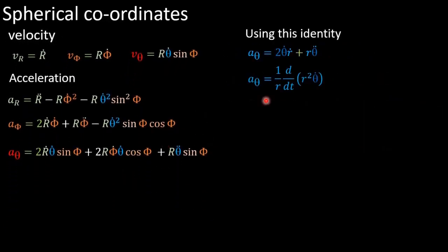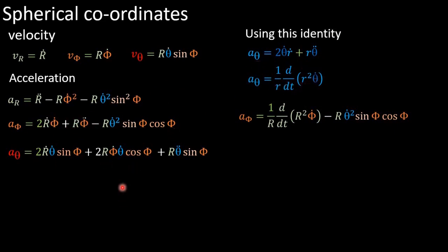If you remember this expression from earlier on, we said a sub theta in polar coordinates can be written like this: a sub theta equals 2 times theta dot times r dot plus r times theta double dot, equals 1 over r times d by dt of r squared times theta dot. So we have something similar here. I just rewrote this term using this identity, because I've got 2 times r dot, phi dot, theta dot there, and this term as well, r, phi double dot, theta double dot. So I can apply this identity here for this expression.